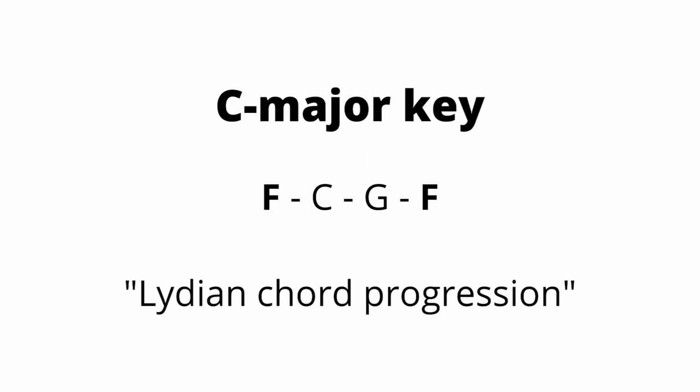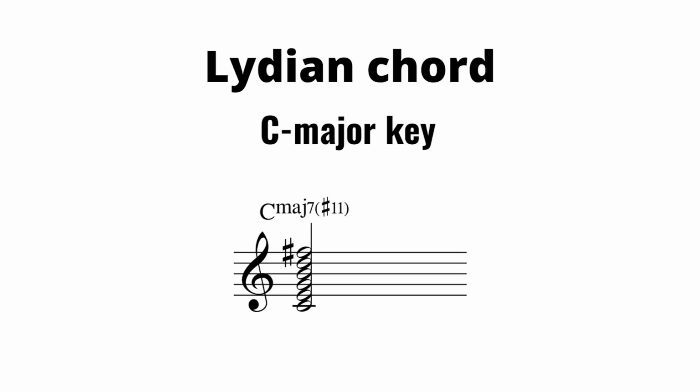Many people think that if you start the chord progression with the 4, like the F major chord, and end the chord progression with the 4, then it's a Lydian chord progression. No, it's not. However, there is a chord that creates a Lydian sound, and that is if we add a sharp 11 chord tone to a tonic 1 chord. For example, in the key of C major, we can use these chords to achieve a Lydian sound.